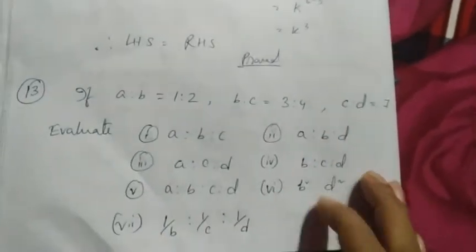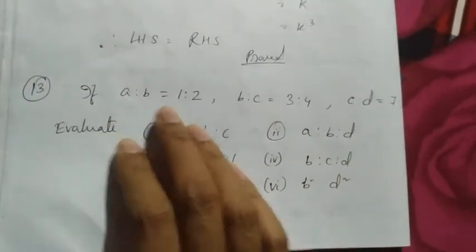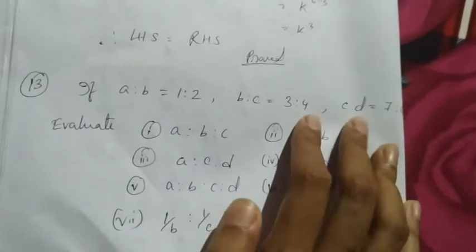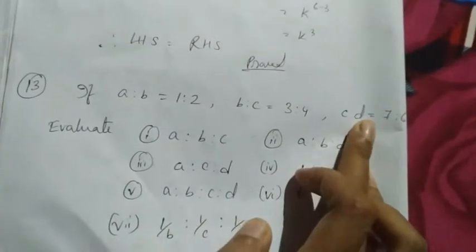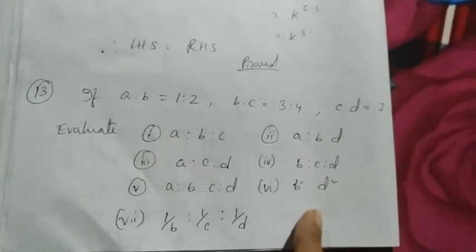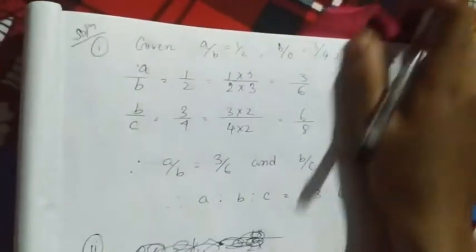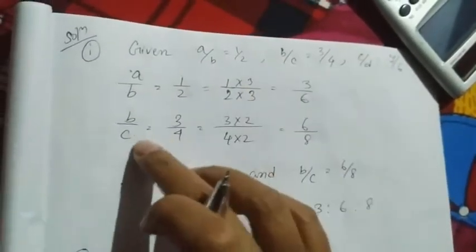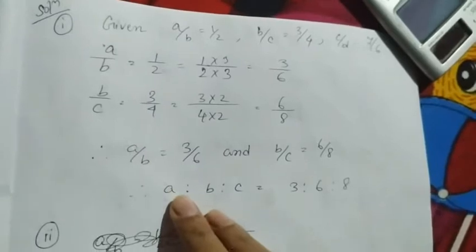Question number 13. If a/b = 1/2, b is to c = 3 is to 4, c is to d = 7 is to 6, then you have to find all these values. So you see here, given a/b = 1/2, b/c = 3/4, so you have to find a : b : c.